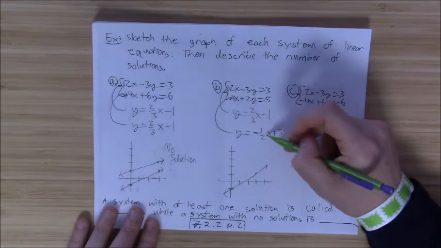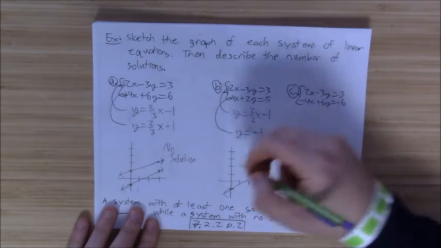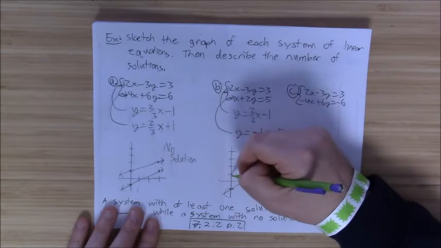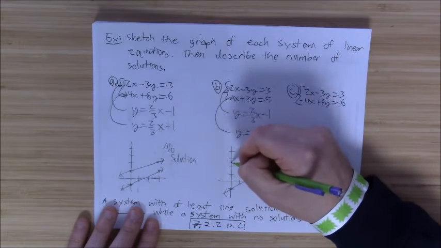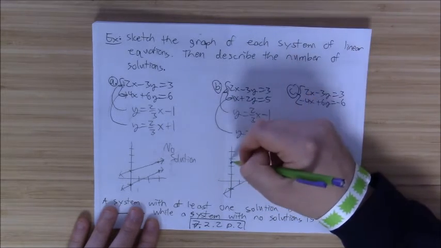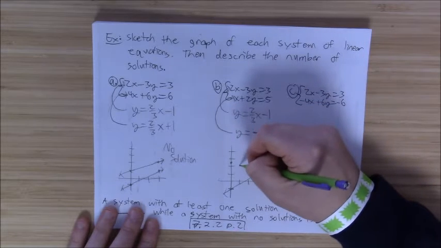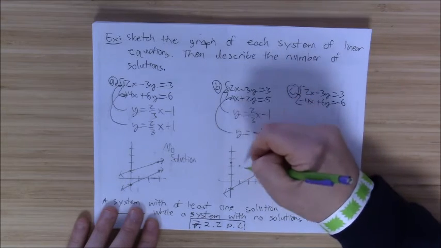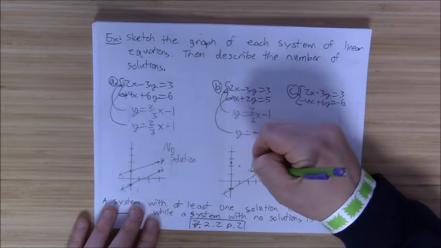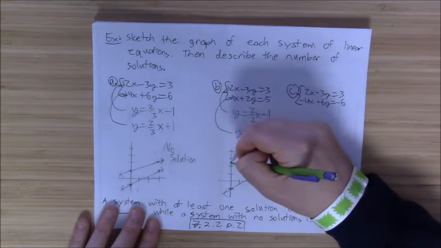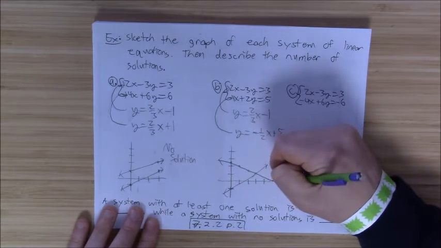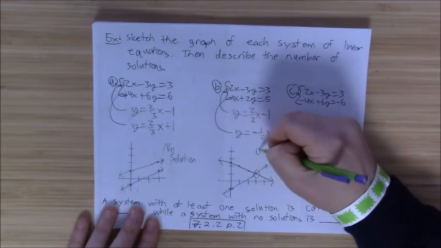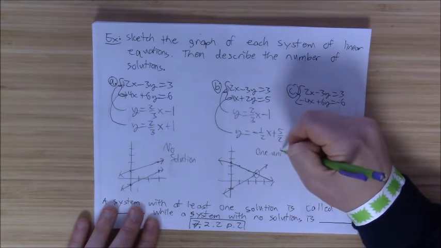However, here this line is going to be at 5/2, so 1, 2, so that's 2.5. And then we go down 1/2 every time we go over, right? So there, down 1/2, so there. And so it looks like, hey, look, we actually have a single intersection point, so there's one unique solution.